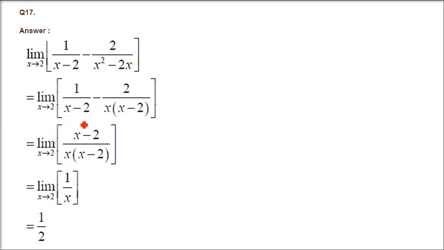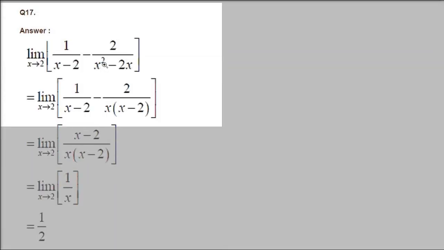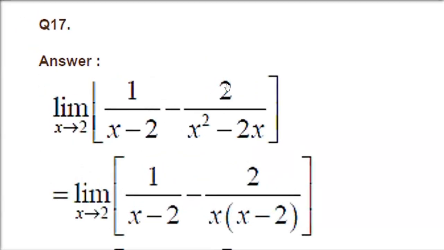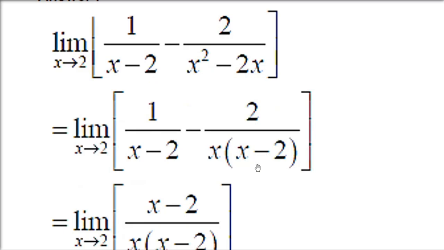This is question 17. We have already done this question, so let me just give you a brief idea about it. 1 by x minus 2. Here you are going to take x common from here. So you have x minus 2. Now you can take 1 by x minus 2 common, and 1 minus 2 by x will remain. That will give you x minus 2 by x.